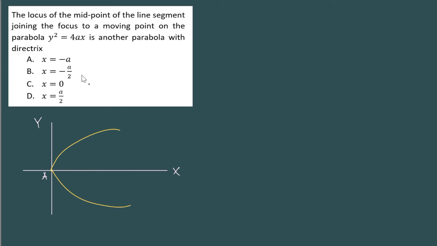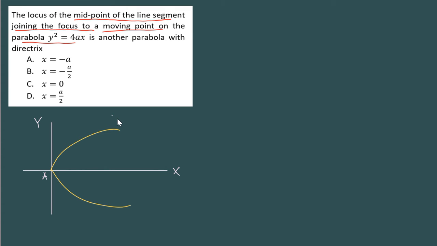Now they're saying there is a point whose locus is another parabola. So how is this point moving? It is the midpoint of the line joining the focus and any point moving on this parabola. Let me say that again. What are we trying to do here? The midpoint of the line segment joining the focus to a moving point on the given parabola.